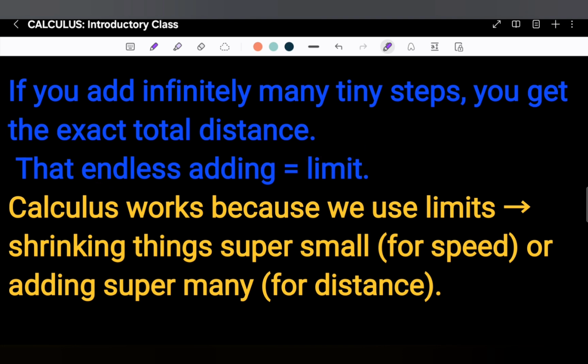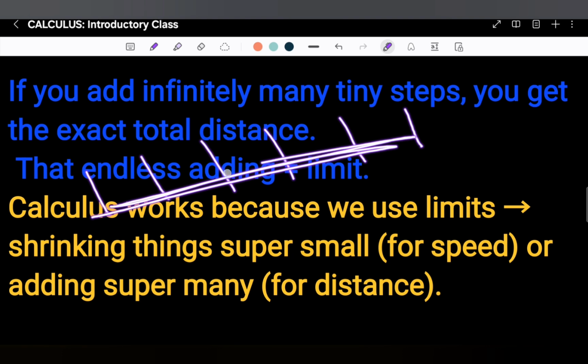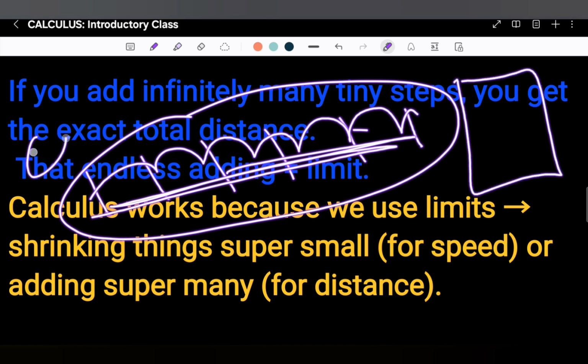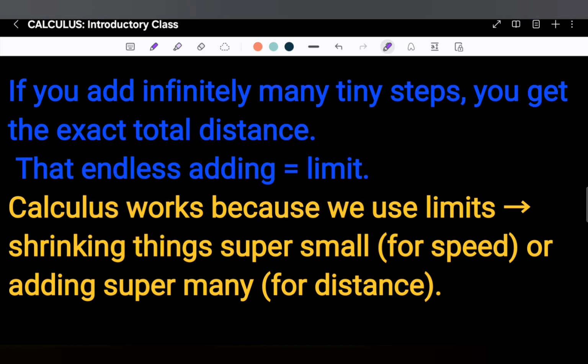Understood? We break the particular distance into a few steps, like you came here 1, 2, 3, 4, 5, 6. So we are calculating with the help of steps. Step by step we are moving on and we are calculating how much the distance is from that person to the wall. So at last you can calculate that it is 10 steps or 12 steps. So that endless ending is known as limit.